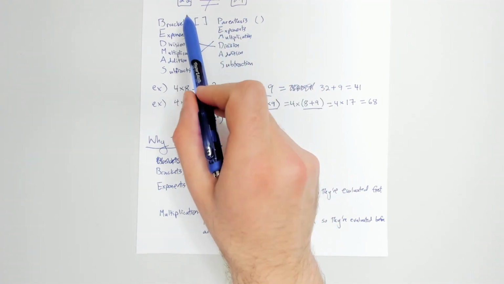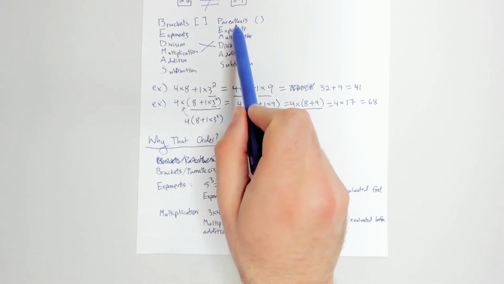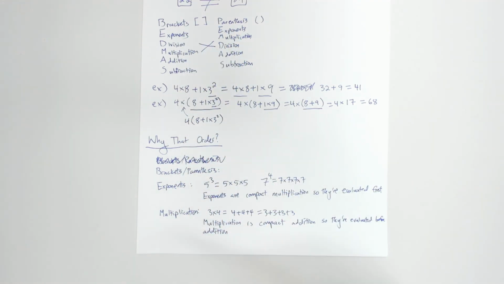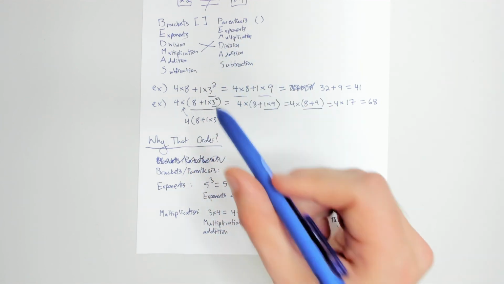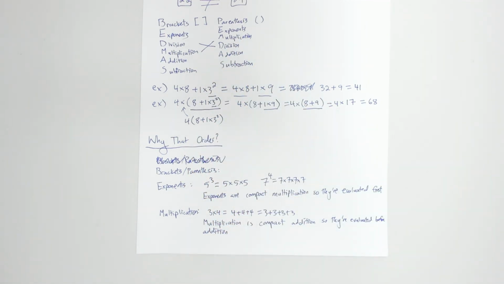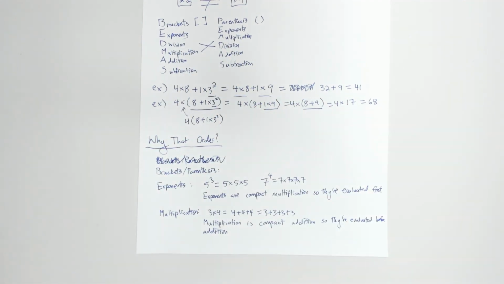So we can kind of get an idea for why the brackets and parentheses come first, because they prioritize things, why the exponents come before the multiplication, because it's compact multiplication, and why the multiplication comes before the addition, because it's compact addition. But we still haven't really talked about division or subtraction yet.